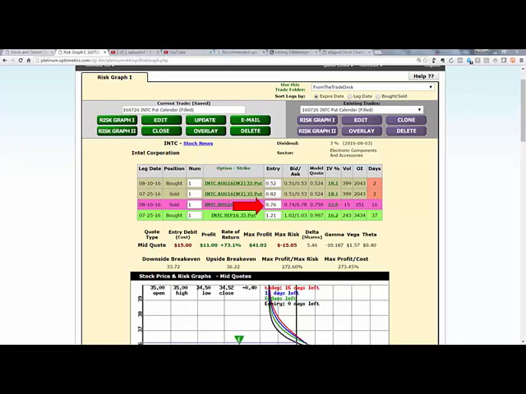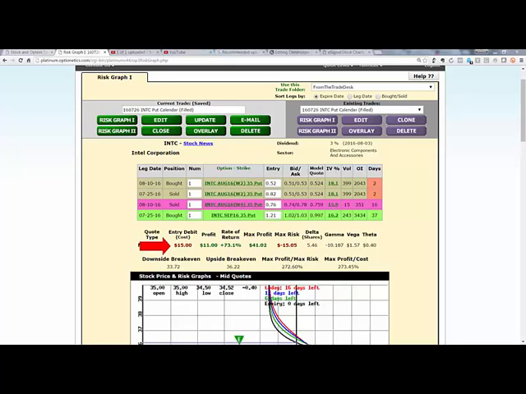So we're going to buy to close the week number 2 for 52 cents, sell to open the week number 4 for 76 cents. That's a 24-cent credit, okay? And that credit will be reflected down here on our cost basis.